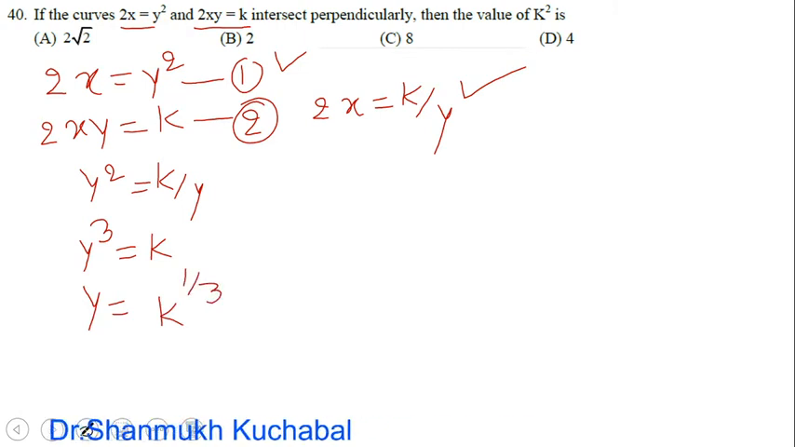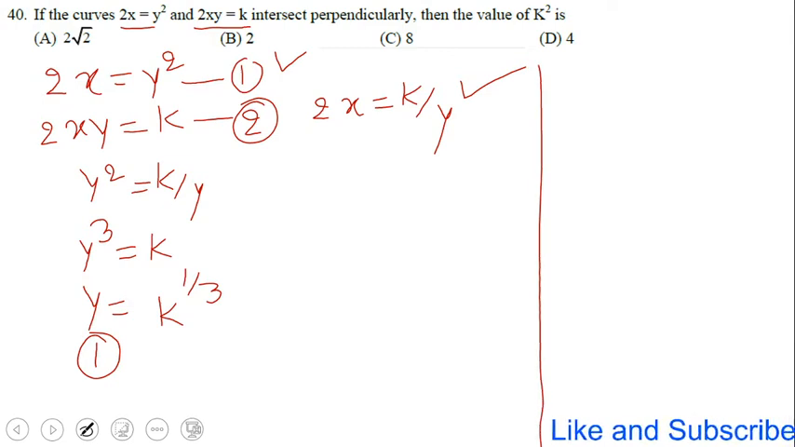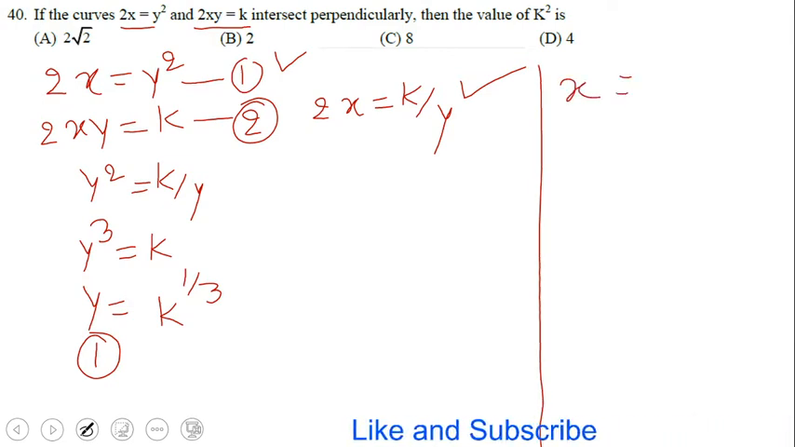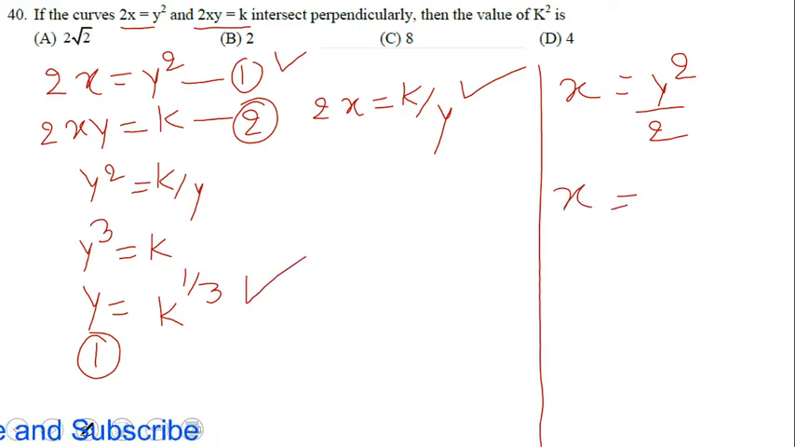Further, in equation number 1, we will substitute the y value and calculate the x value. Therefore equation 1, after simplifying, becomes x as y square divided by 2 here. Now we will substitute the y value as k raised to 1 by 3.